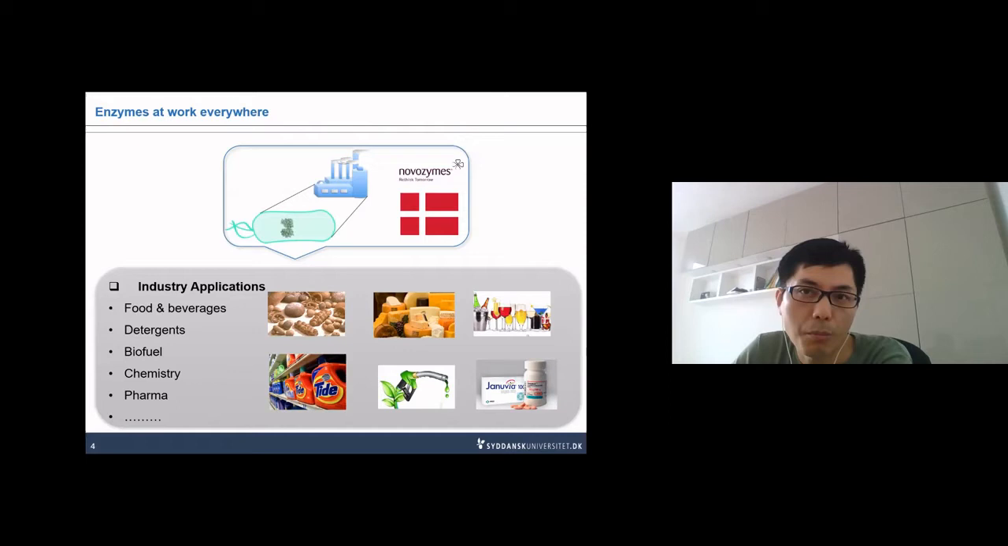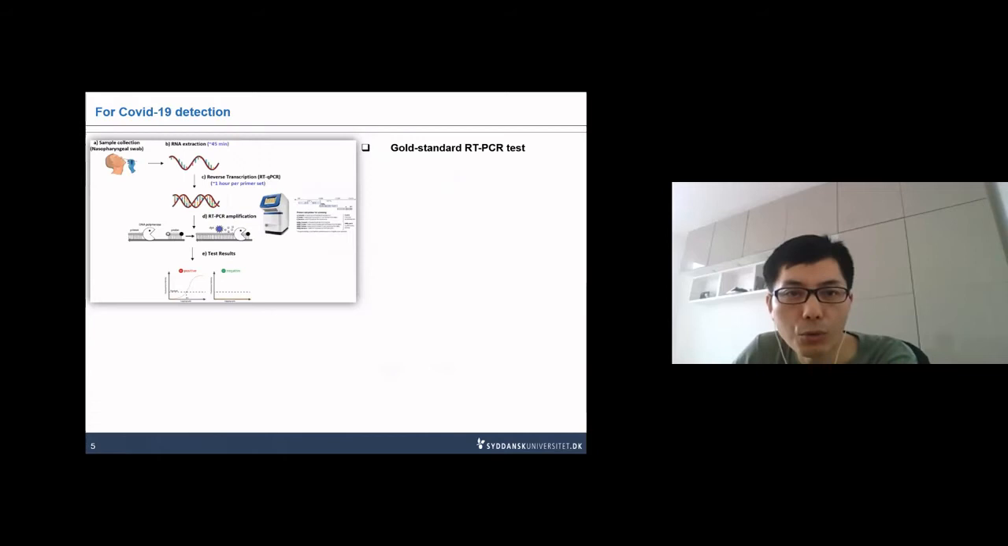Enzymes have also been used for the detection of corona, the gold standard method for checking if one is currently carrying coronavirus or not. Coronavirus is an RNA virus. So in the PCR test, first of course you need to pick up the samples, and then you need a first reverse transcription from RNA to DNA.